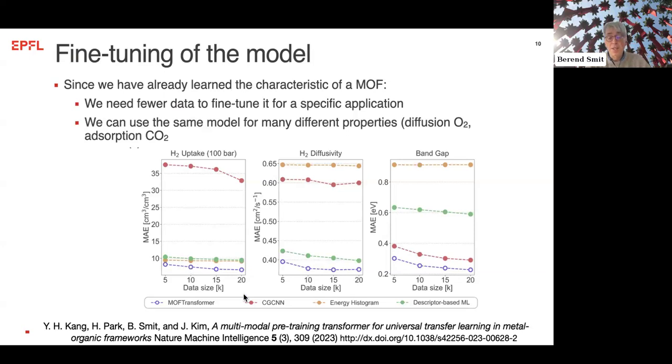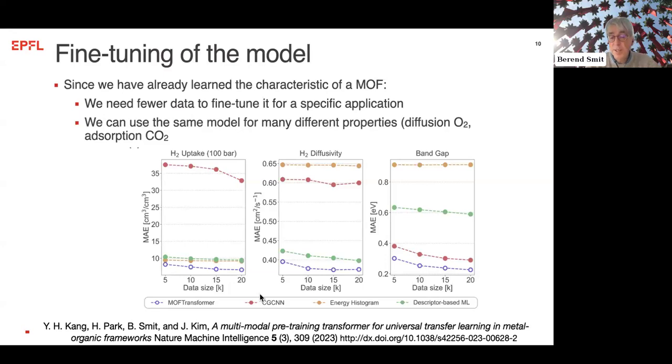Okay, and this is also work we published quite recently. But you have to realize this is actually quite a lot of work, because you have to collect this enormous database of over 100,000 MOFs with properties. You have to pre-train a transformer model, and then you have to fine-tune it. So that is a lot of work.